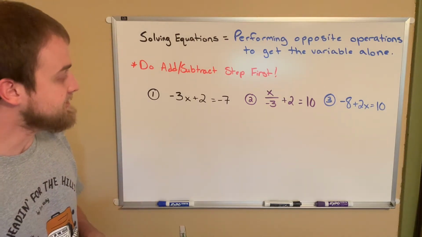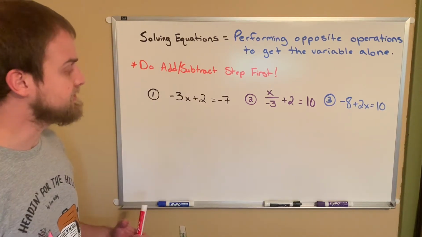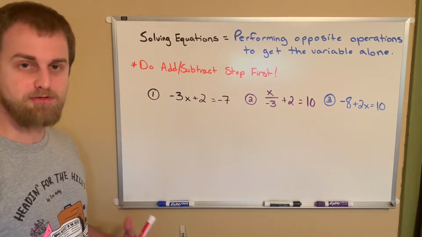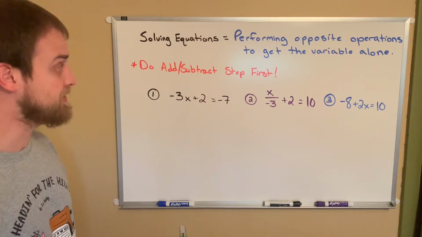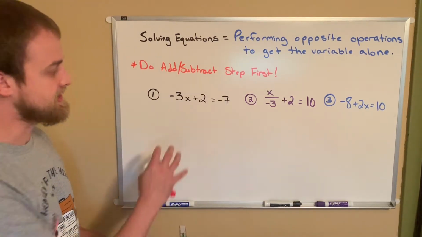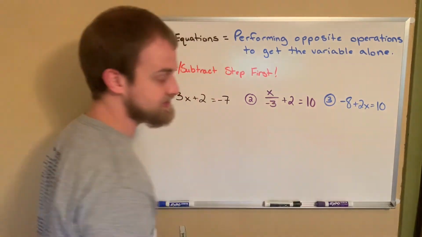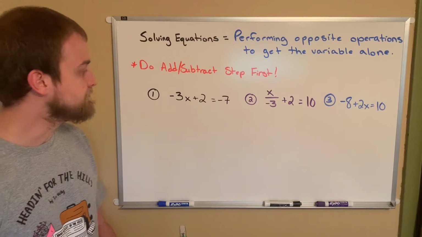What I want to look at today is some two-step equations that we can solve. And the format that we use is pretty similar to solving one-step equations. We're still trying to perform opposite operations in order to get our variable alone. Again, we're looking for the value that would satisfy these equations and make them true.